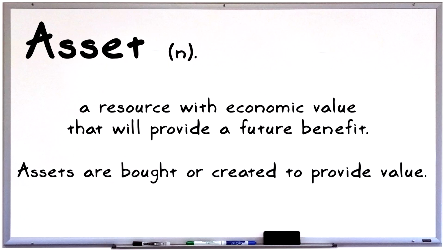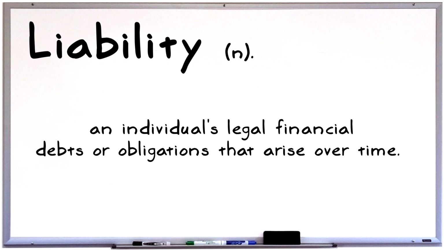This in turn has made me very aware of a common problem I see every single day in regards to assets and liabilities. So let's simply break down assets and liabilities. An asset is a resource with economic value that will provide a future benefit. Assets are bought or created to provide value. Now, a liability, on the other hand, is an individual's legal financial debts or obligations that arise over time. Let me break this down in the simplest terms possible. An asset puts money into your pocket, and a liability takes money out of your pocket.